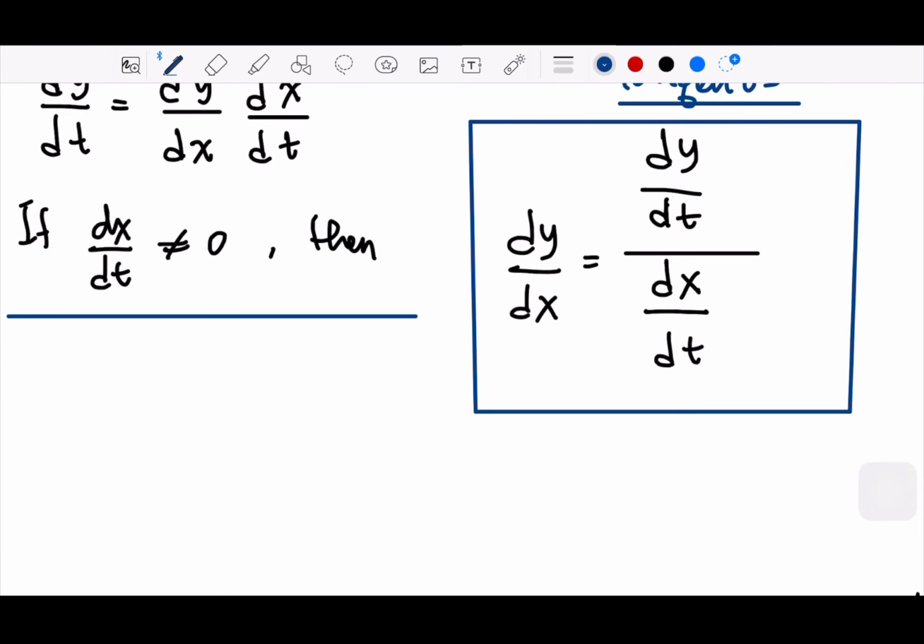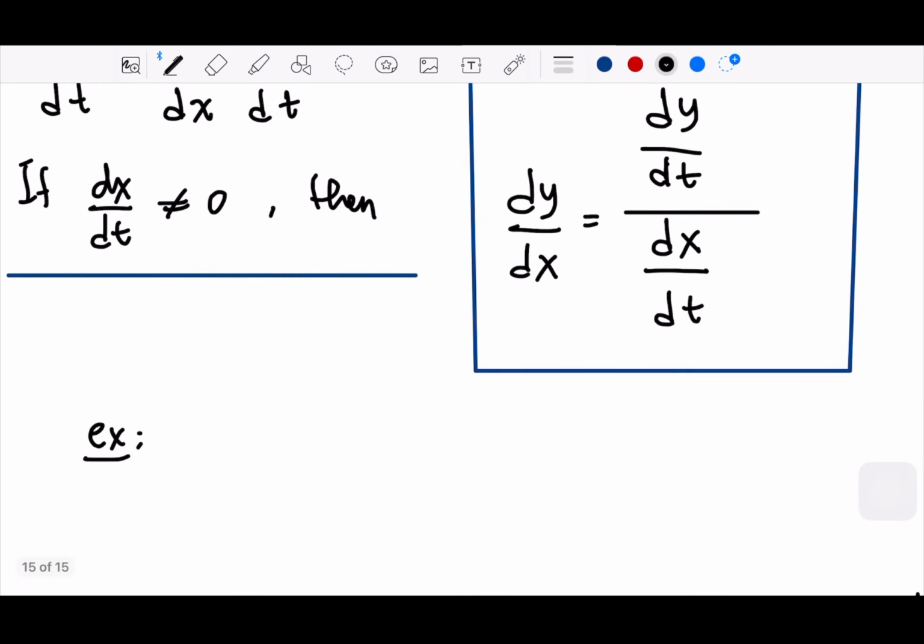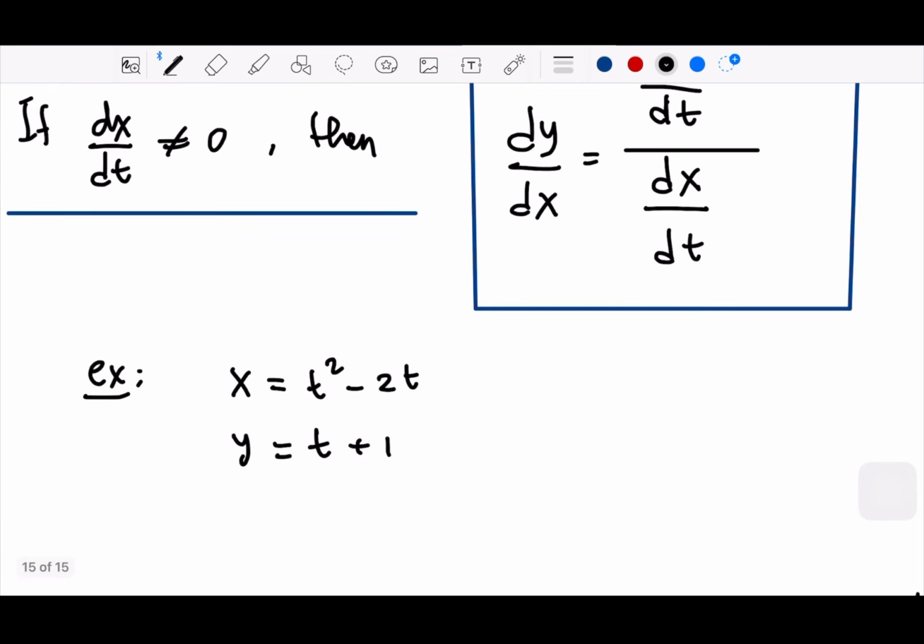Okay, now to give you some insight, let me start with an example. Okay, so if we have x equal t squared minus 2t, it's the same example as previously, graph curve, very early in the introductions. So the question is, find dy dx at t equal 4. Okay.